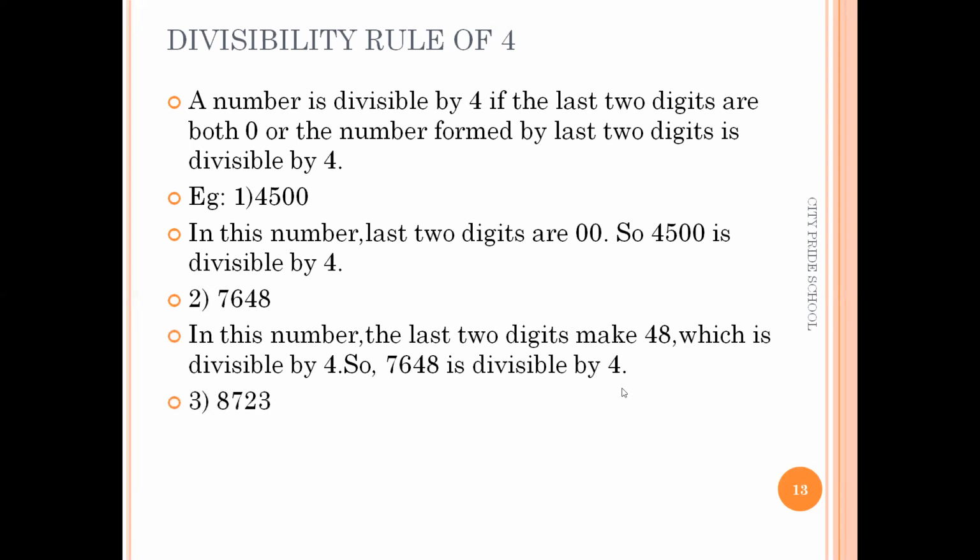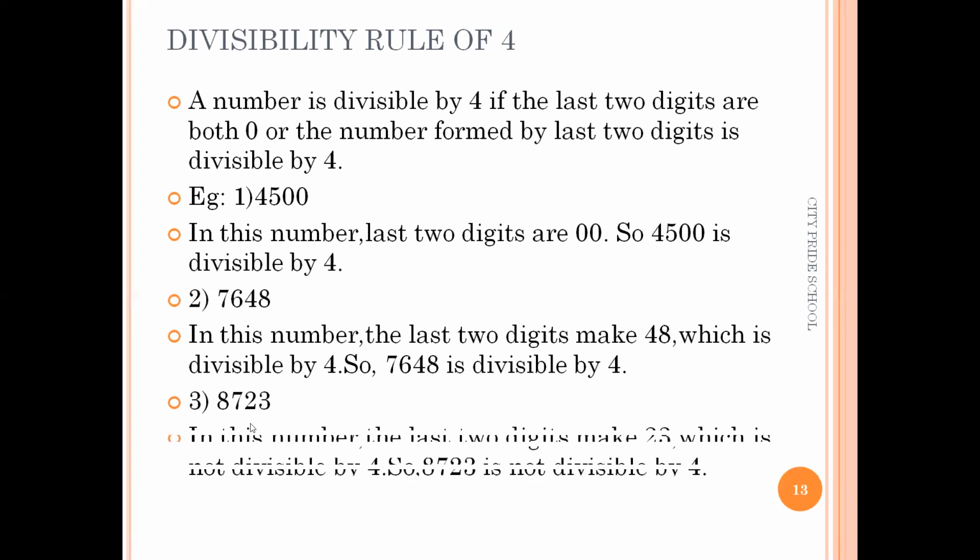Let's see another example. 8723. We have to check the last two digits. In this number, the last two digits make 23, which is not divisible by 4. So 8723 is not divisible by 4.